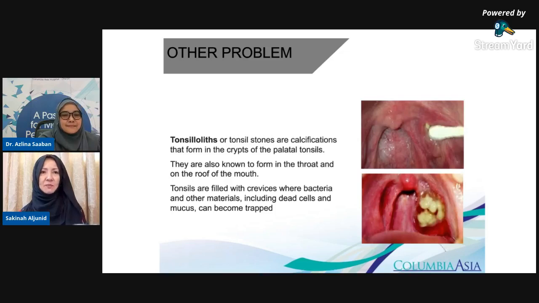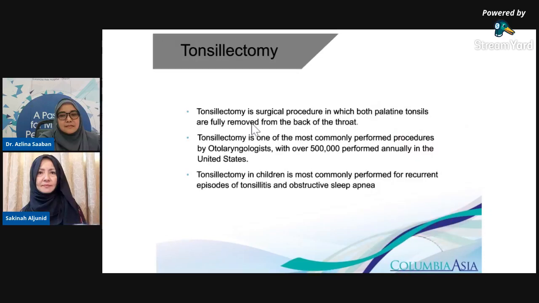So doctor, with all these problems, I'm sure there are a few treatment options, but since today we are talking about tonsillectomy, perhaps you can share with us what tonsillectomy is and what the procedure entails. Basically, tonsillectomy is a surgical procedure where we remove both palatine tonsils. Palatine tonsils are the tonsils that we can see in our mouth. That one later we can see the process.